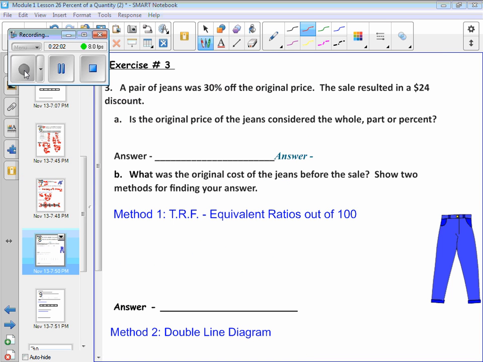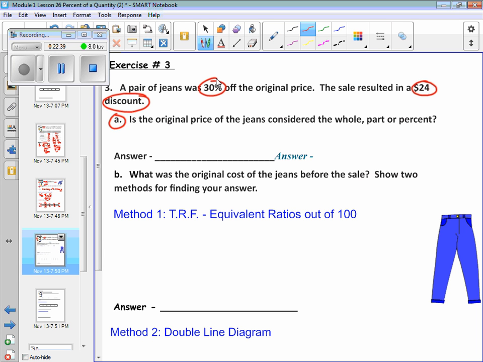But a pair of jeans was 30% off the original price. I know that's going to be key. The sale resulted in a $24 discount. There's going to be a huge decision we have to make about what that 24 represents, but we'll get to it. Let's look at A though. Is the original price of the jeans considered the whole, the part, or the percent? Original price. That's your key. Whole, part, or percent?